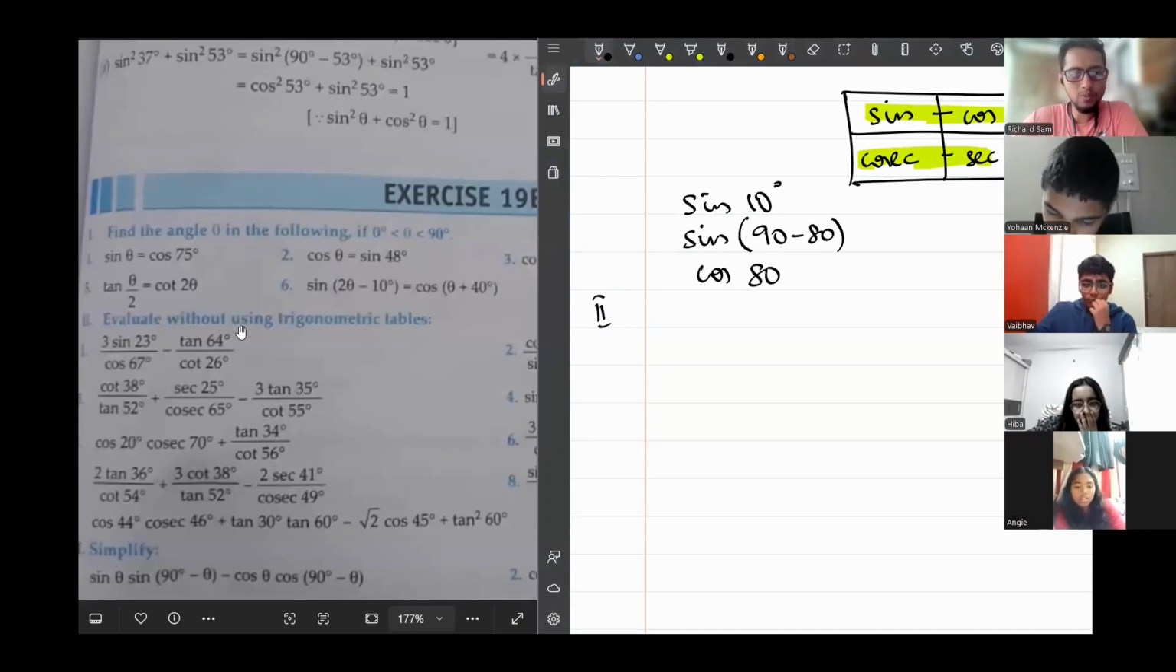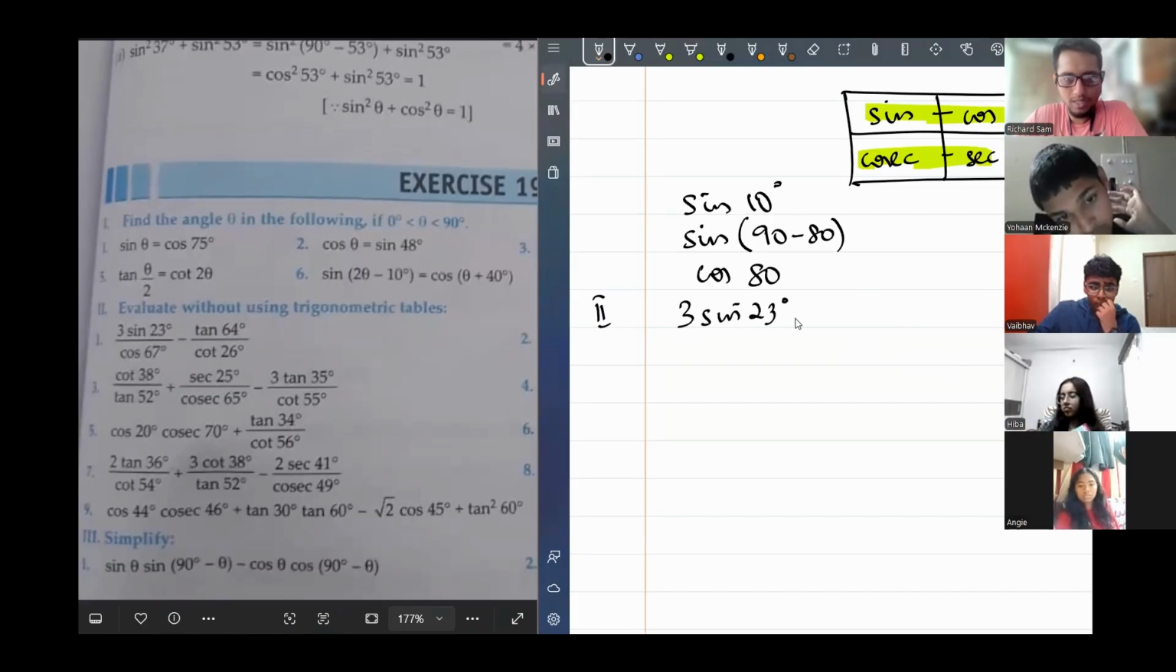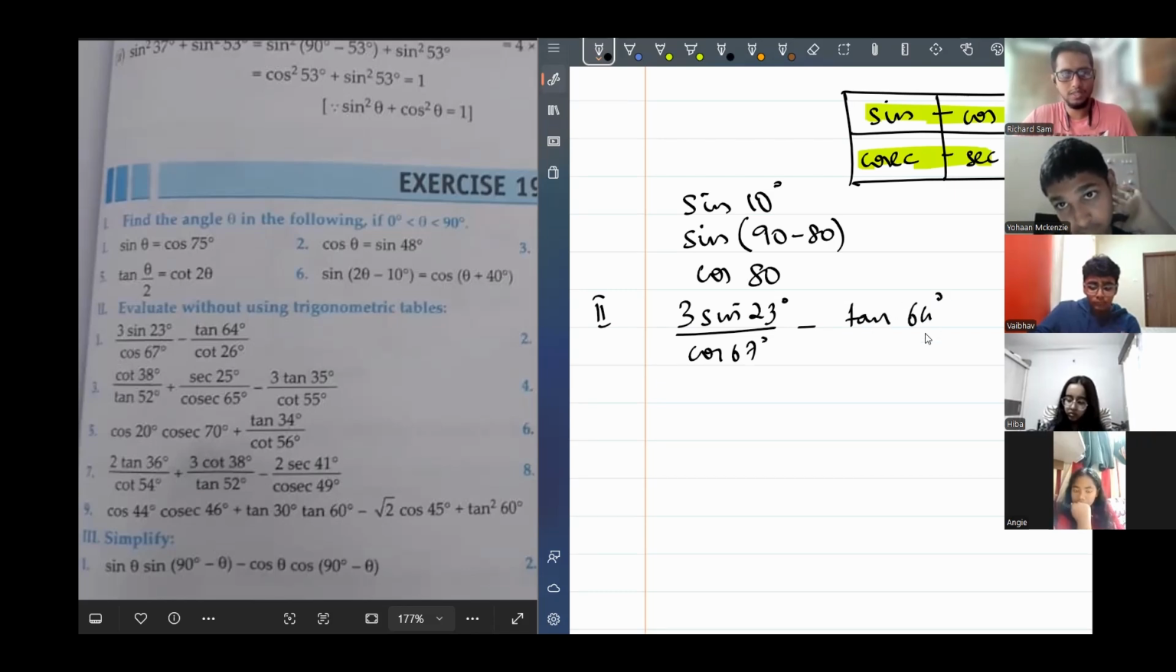Question number 2. Evaluate without using trigonometrical tables. Okay, now when we say trigonometrical table, we are talking about some values like sine, cos, tan, they have some values, and we will see what the tables are in one of these questions where we might need them. But anyway, it's saying we do without the table, so we don't need to worry about that. So here, let's see the first question. 3 sine 23 degree upon cos 67 degree minus tan 64 degree upon cot 26 degree.